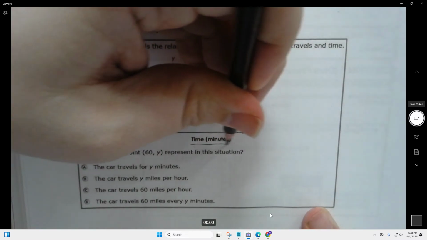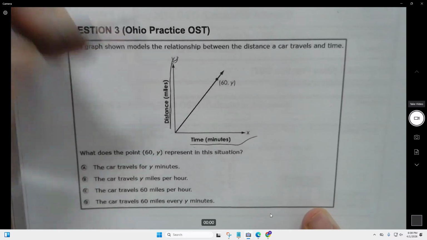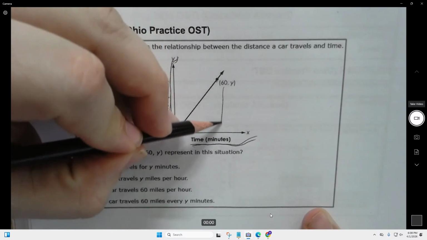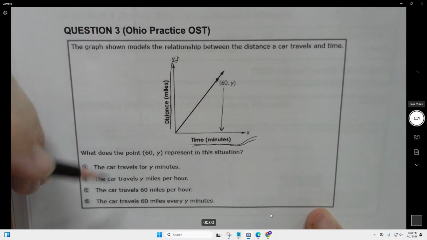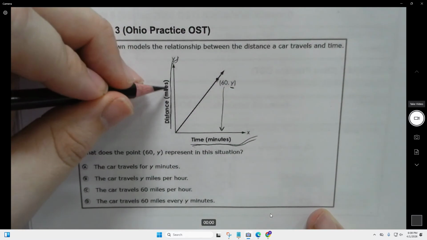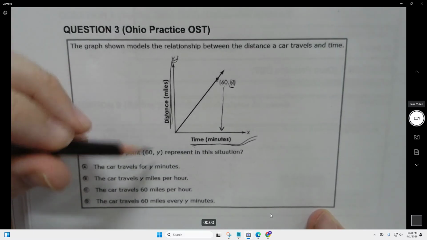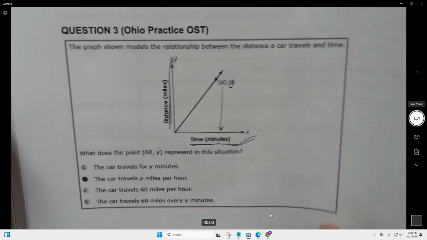So 60 is your x. Y is your y. Your y represents distance. Your x represents time. So 60 represents the time in minutes. It means you've gone 60 minutes. So with that being said, y is how far you would have gone. Y is your distance. So if you've gone y miles in 60 minutes, that means that this represents that the car travels y miles per hour. Let's go to question 4.